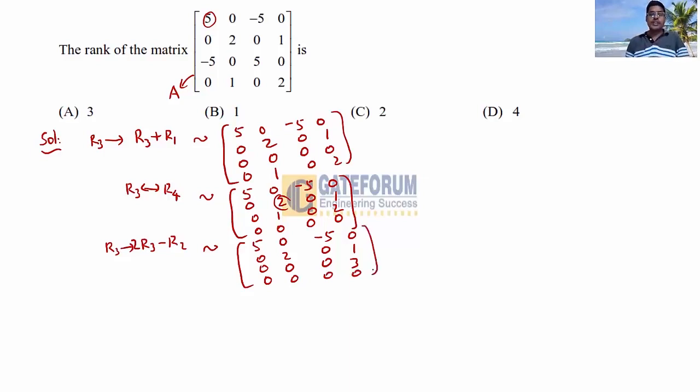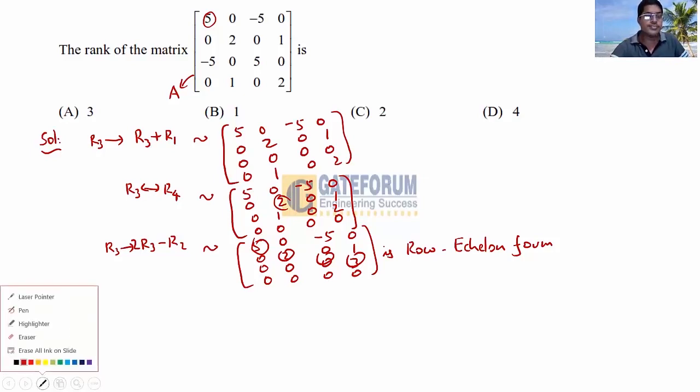So finally 3 non-zero rows. This is the row echelon form condition. The row echelon form of the given matrix A. So it is better to circle by some other color.